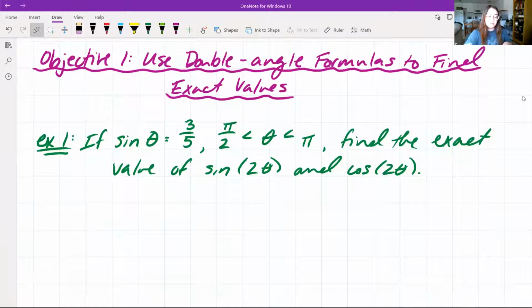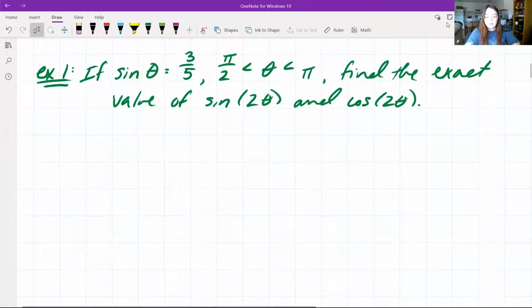All right, so objective one, we just want to use the double angle formulas to find exact values. So example one, if sine of theta is equal to 3/5, where theta is between pi over 2 and pi, not including pi over 2 and pi, find the exact value of sine of 2 theta and cosine of 2 theta. So if we already know sine of theta, and we want to find sine of 2 theta and cosine of 2 theta, first, let's just identify what we need for sine of 2 theta.